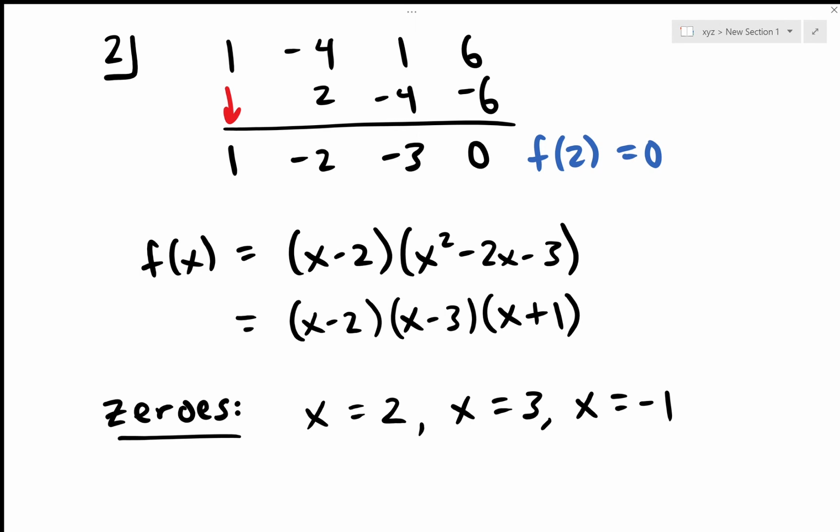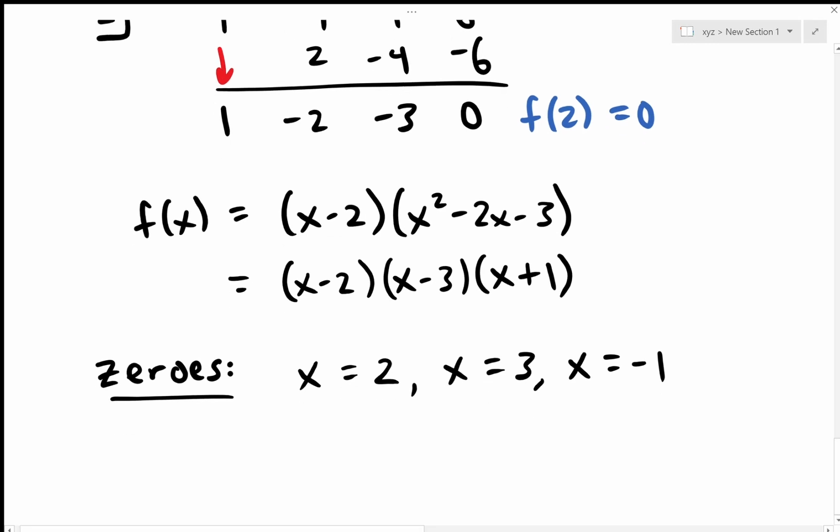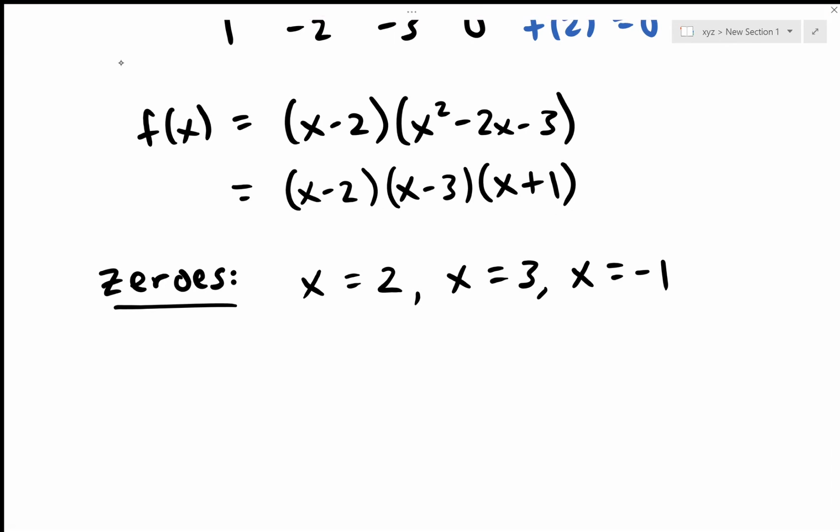And so what we're able to conclude from this is that if we're able to find one of the zeros, we can then factor the polynomial, and from that be able to find the remaining zeros. And so this is what we want to be able to do every time, and this is one of the key things that synthetic division will be useful for.